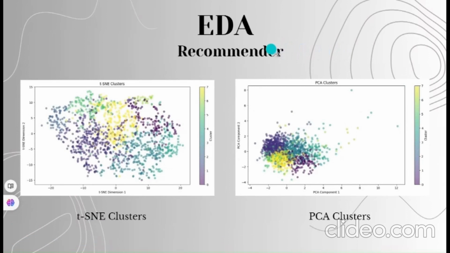Then we also plotted our data into clusters using t-SNE and PCA. For t-SNE we used n components as 3, and for PCA we used n components as 8. Here you can see that the data is more evenly spread in t-SNE, and mostly clustered and highly densely clustered in PCA.